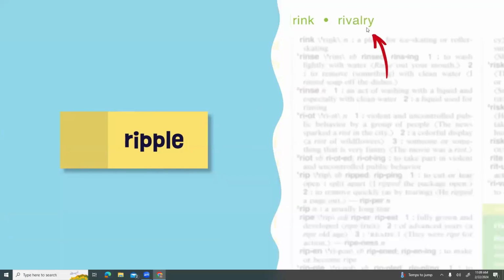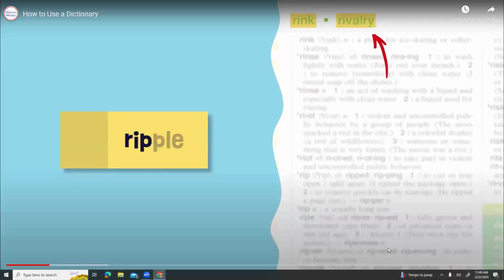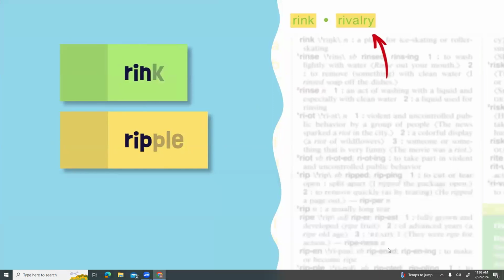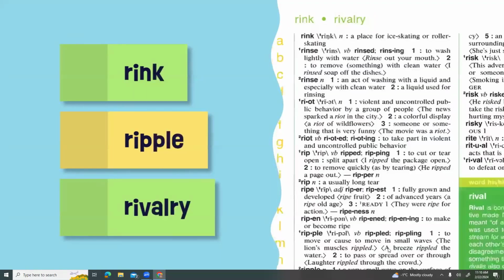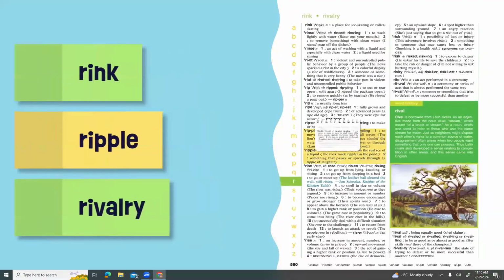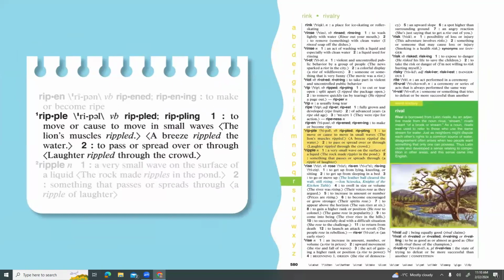Then you'll use the guide words at the top of each page to find the page with the entry for ripple. This page has rink and rivalry as its guide words. Since the RIP of ripple comes after the RIN of rink and before the RIV of rivalry, we know that this is the page ripple is on. You'll find a lot of information about ripple, including how it's spelled.